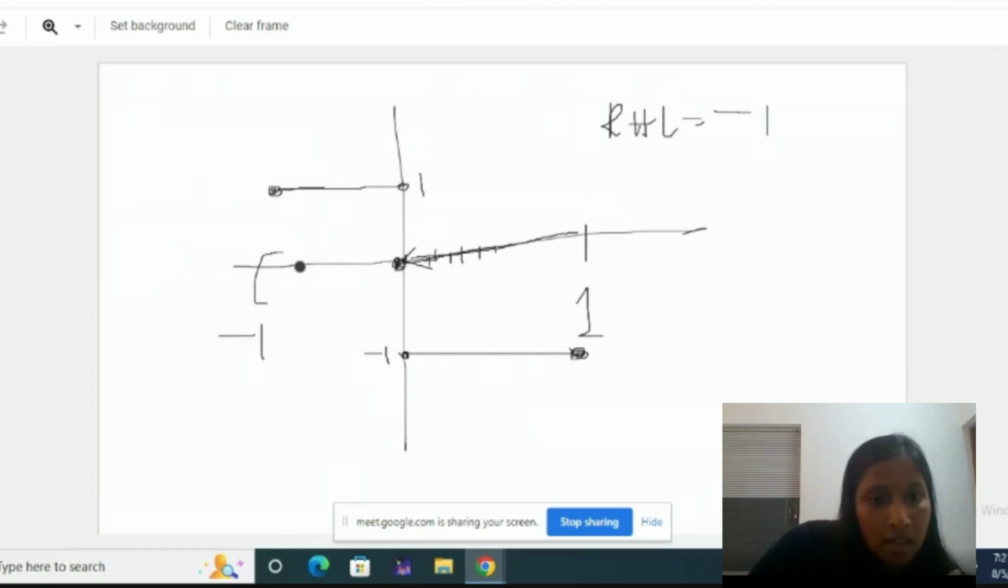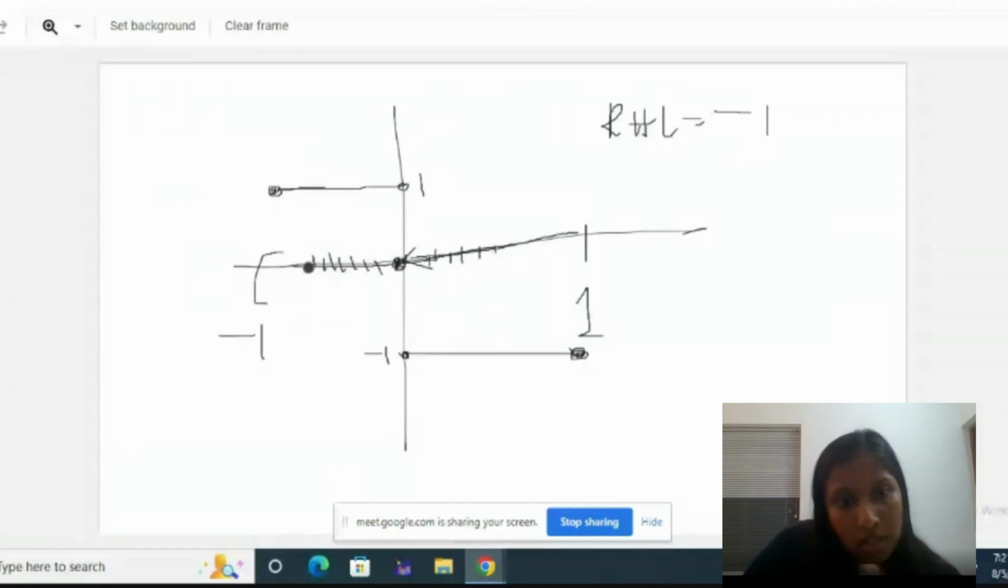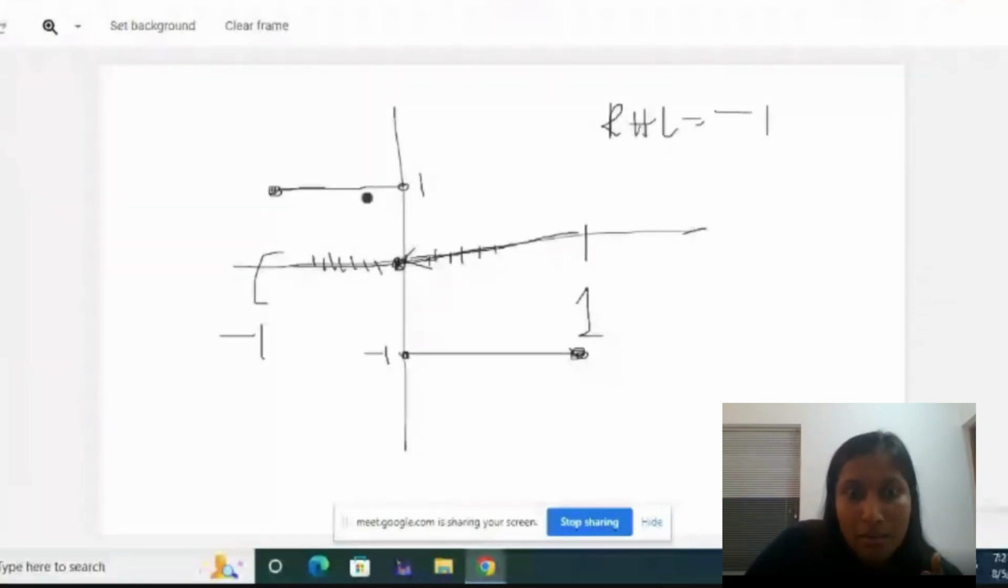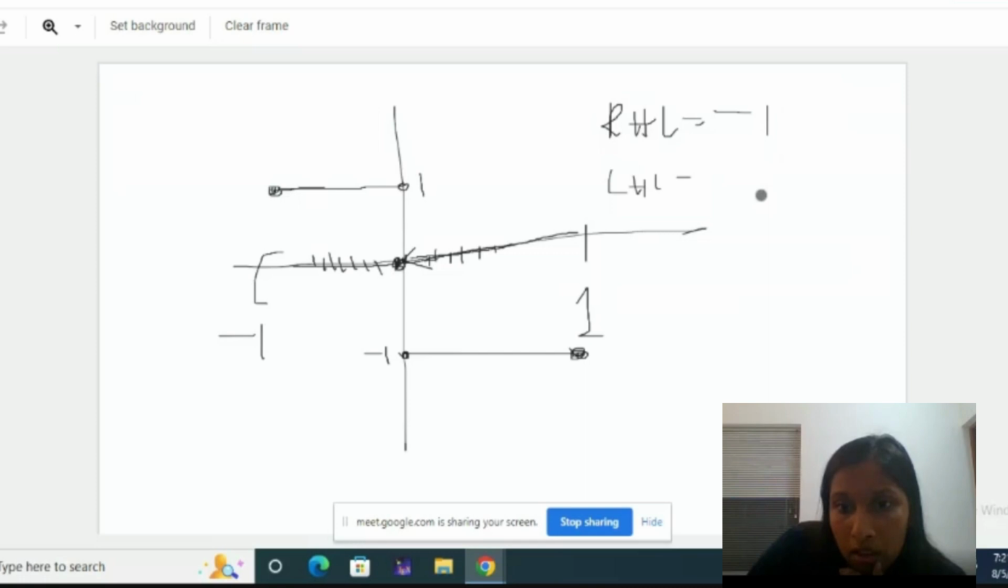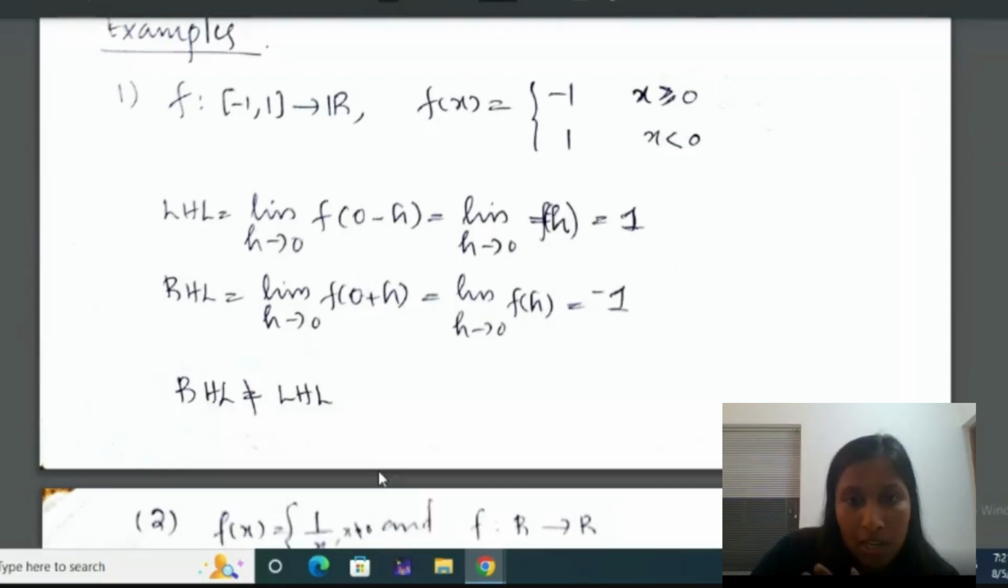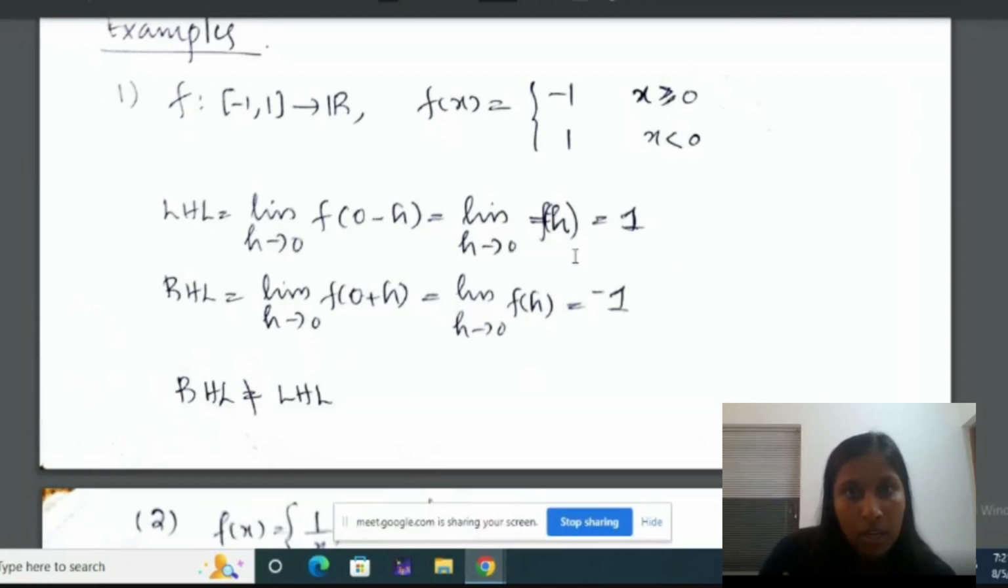Now someone is coming towards zero from the left. He gets the data that all the points on the way have the function value 1. So the left-hand limit is 1; he guesses that the function value at 0 will be 1. So here the right-hand limit and left-hand limit exist, but they do not coincide. So we can say that the function has no limit at 0. This is the graphical approach. If we know the graph of the function, finding the limit is very easy.